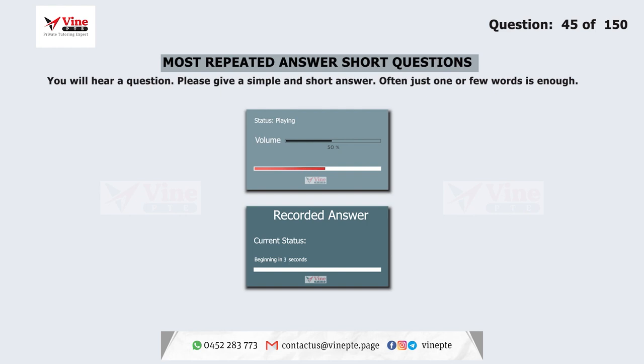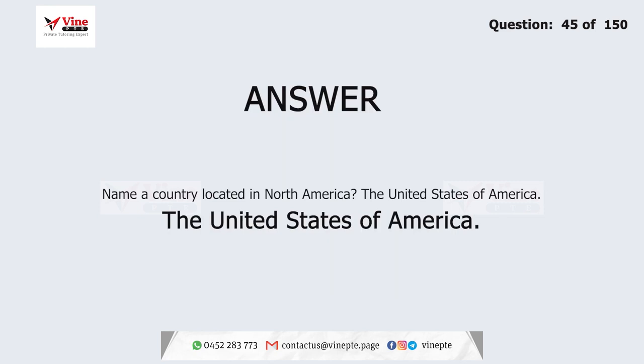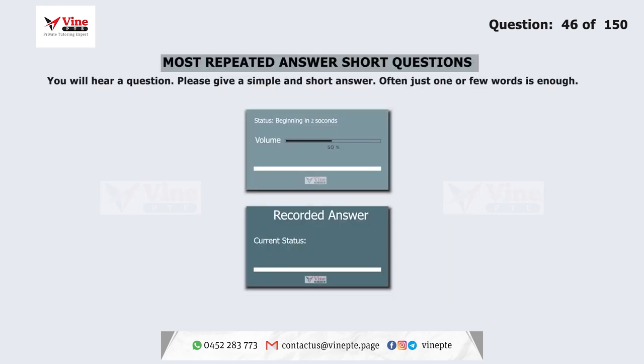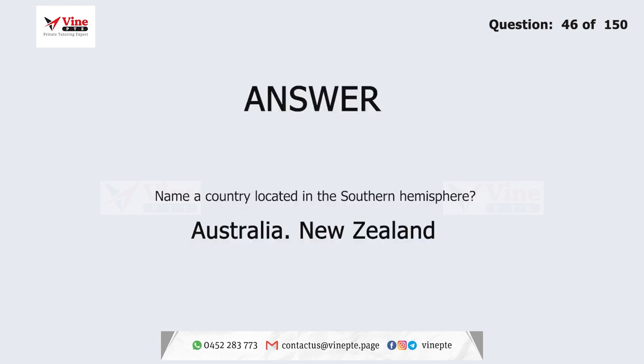Name a country located in North America. The United States of America. Name a country located in the Southern Hemisphere. Australia. New Zealand.